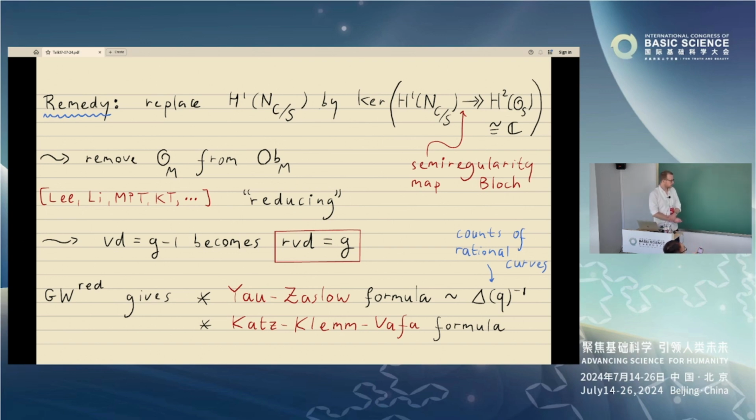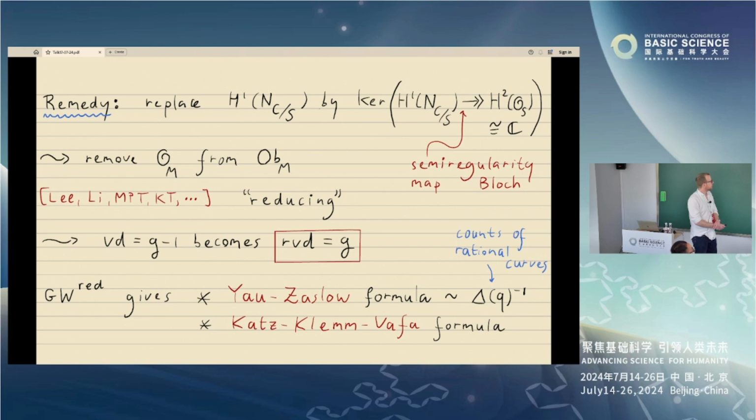And then you can look at the corresponding reduced Gromov-Witten invariants. And these are crucial when you look at, for instance, the Yau-Zaslow formula counting rational curves on a K3 surface, or if you want to look at the Katz-Klemm-Vafa formula.